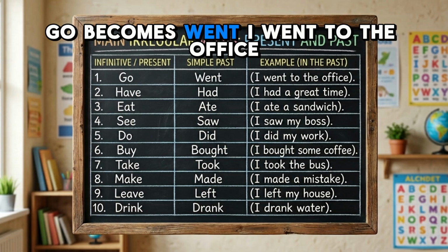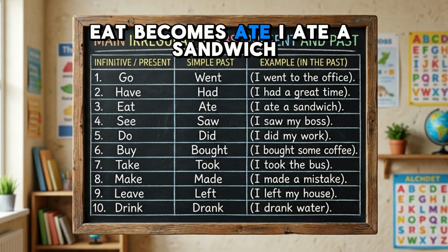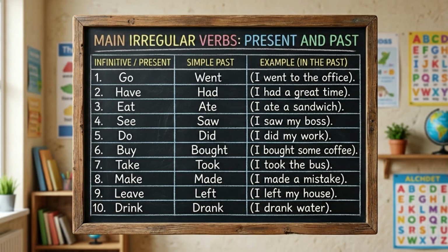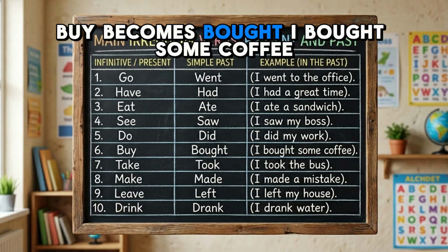Go becomes went. I went to the office. Have becomes had. I had a great time. Eat becomes ate. I ate a sandwich. See becomes saw. I saw my boss. Do becomes did. I did my work. Buy becomes bought. I bought some coffee.